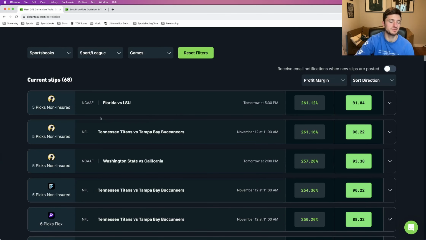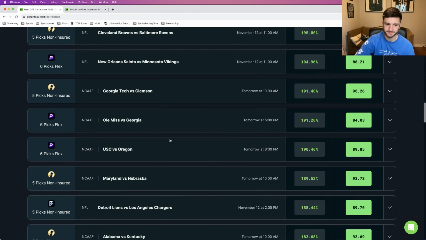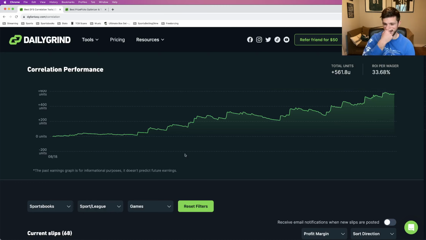And we see games from college football, good games, Florida versus LSU, Washington State versus Cal, but esports, NBA, college football, soccer, all of these sports are represented on the correlation tool, including awesome games like USC versus Oregon. So I definitely recommend checking out the Daily Grind Fantasy correlation tool. Again, up 561 units in just under 3 months of doing this. The results speak for themselves.